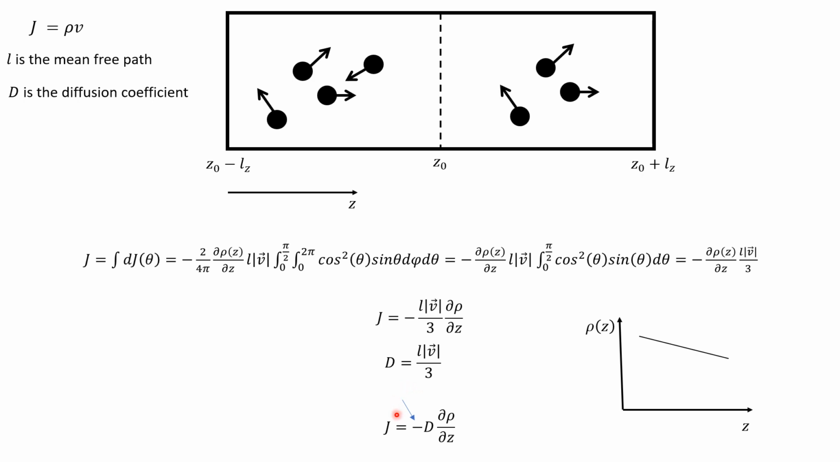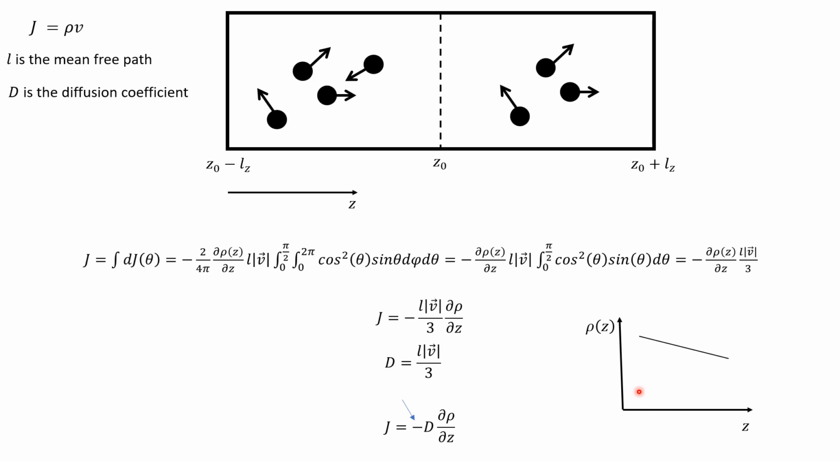It is also important to spell out the physical meaning of this negative sign. The physical meaning is that the direction of the diffusion current always points from the region with higher concentration, like in this example, to the region with lower concentration. For example, let's suppose the concentration is decreasing as we move towards positive z. We could represent this with a line like this, in a plot of rho against z.